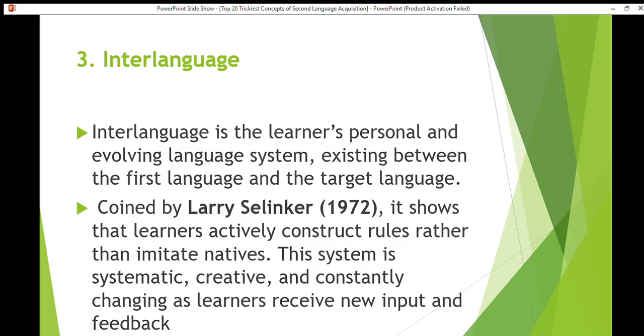Interlanguage. Interlanguage is the learner's personal and evolving language system existing between the first language and the target language. Coined by Larry Selinker in 1972, it shows that learners actively construct rules rather than imitate natives. This system is systematic, creative, and constantly changing as learners receive new input and feedback.